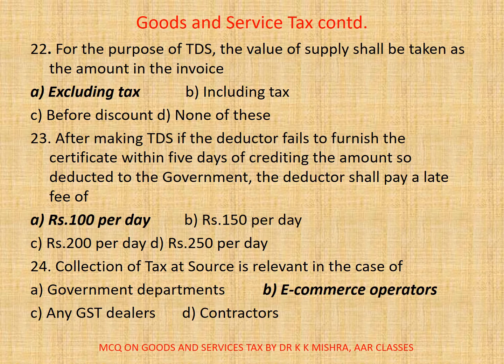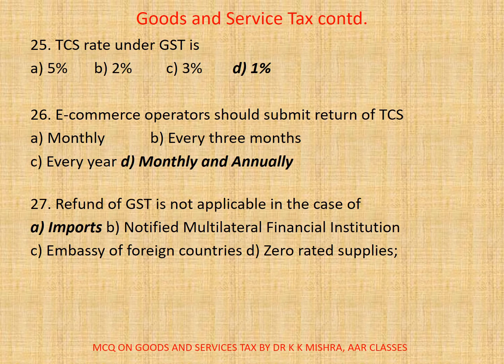24. Collection of tax at source is relevant in the case of A. government departments, B. e-commerce operators, C. any GST dealers, D. contractors. The correct option is B, e-commerce operators. 25. TCS rate under GST is A. 5%, B. 2%, C. 3%, D. 1%. So, here TDS rate under GST is normally 1%. Here it is wrongly written, it is not TCS, it is TDS.